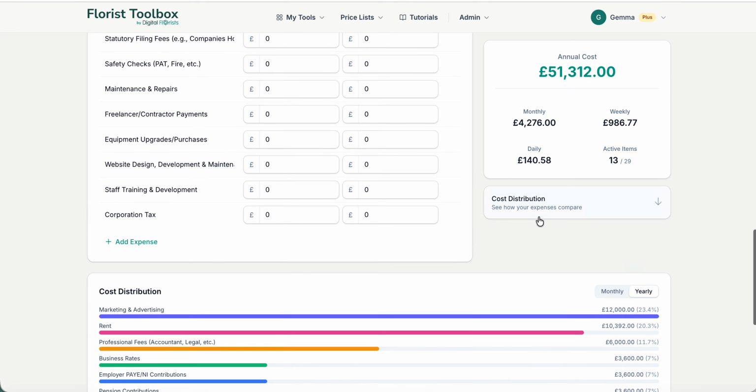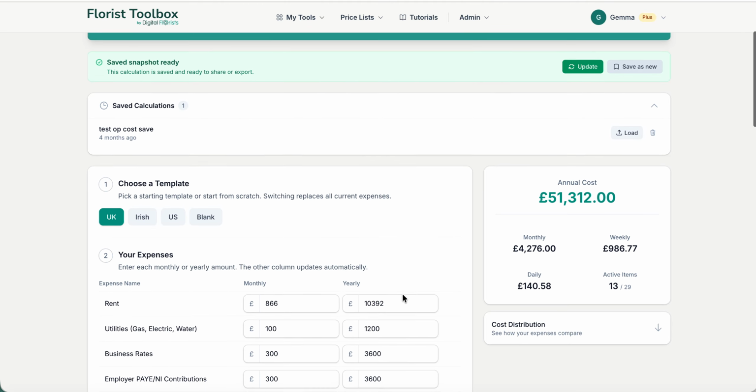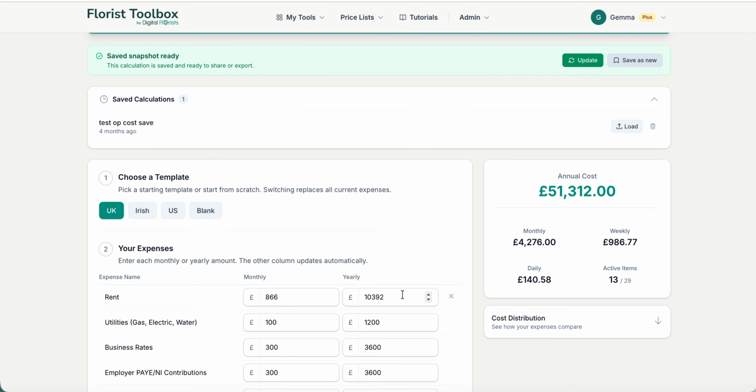And as mentioned earlier, you will want to fill in this operating cost calculator to use some of our other calculators, because you need to know this figure to be able to understand how much you need to mark up your flowers or how many bouquets you need to sell to achieve your profit goals.